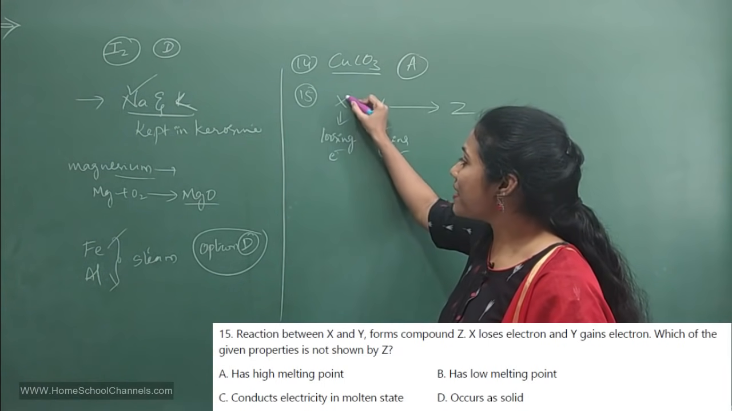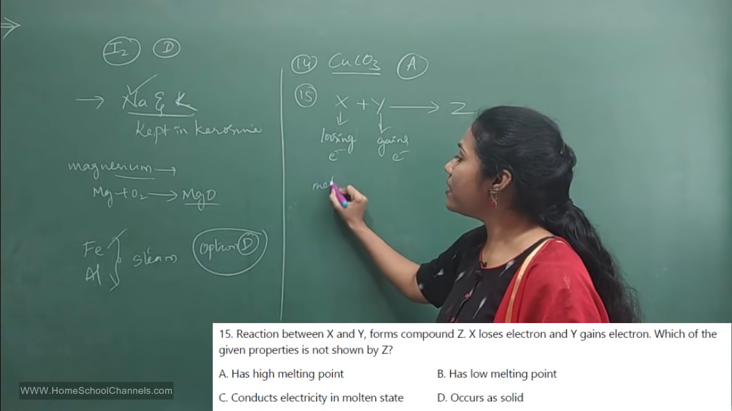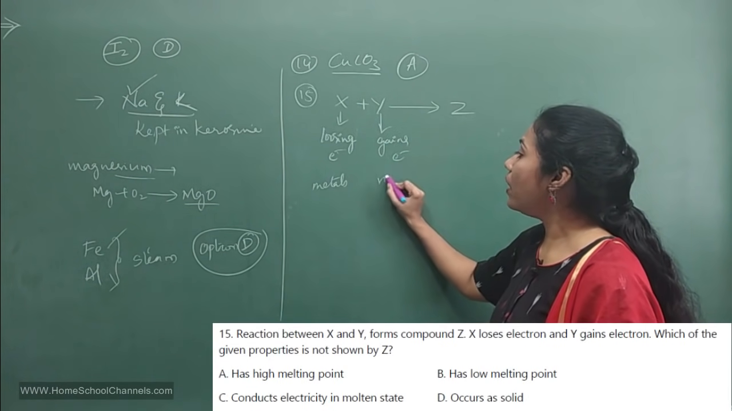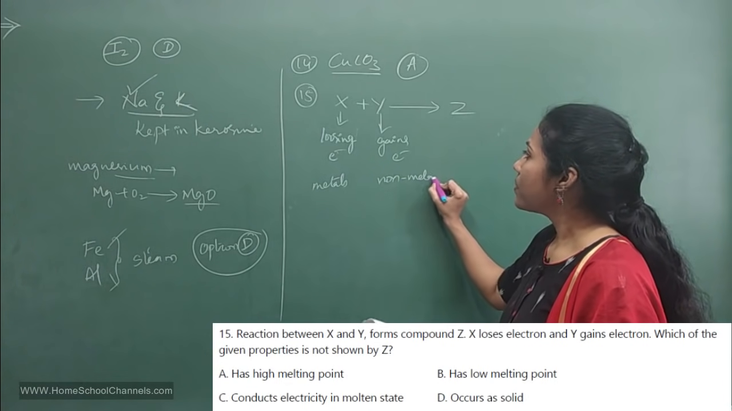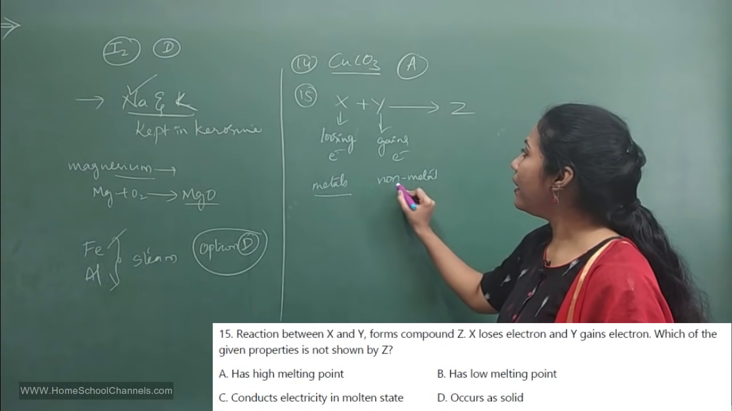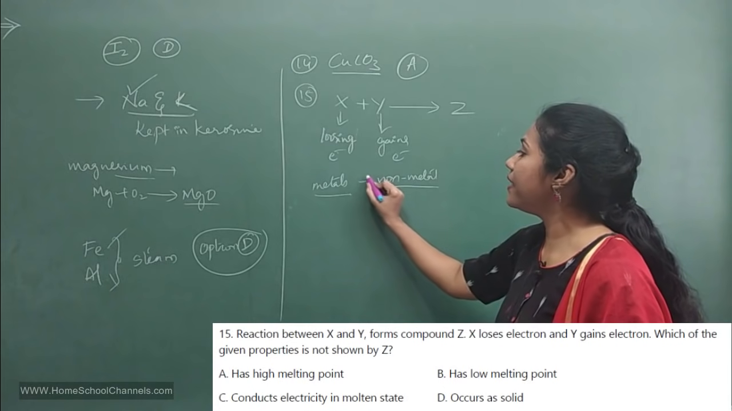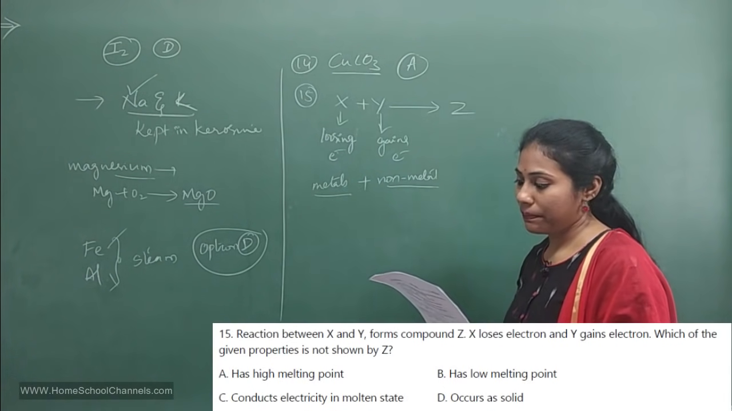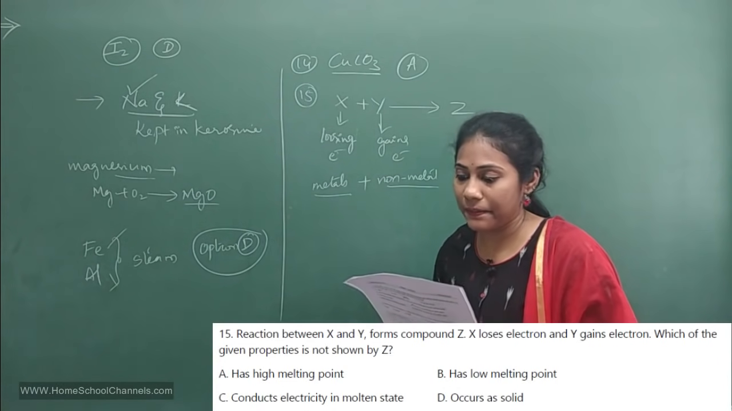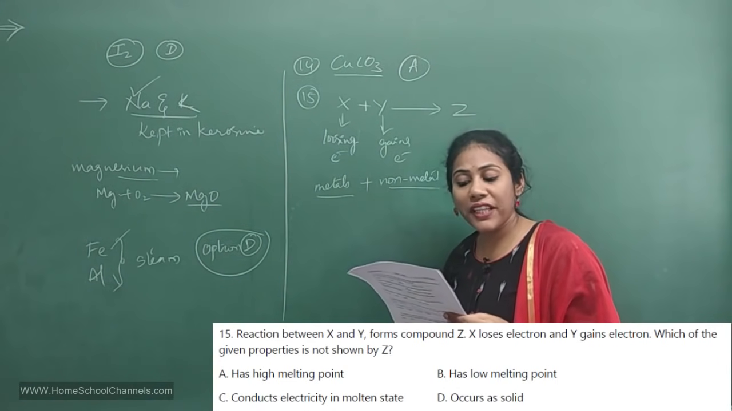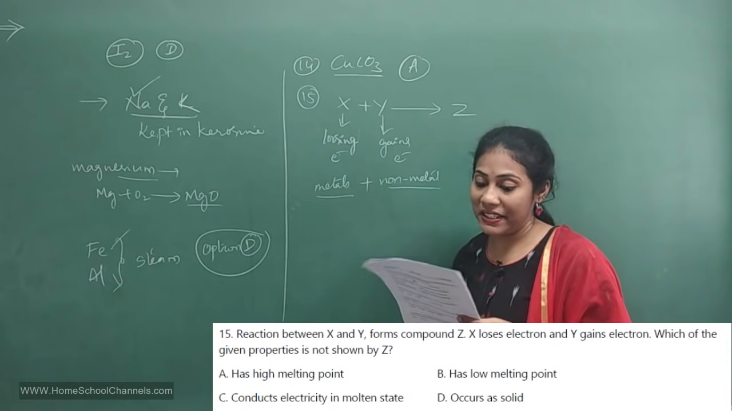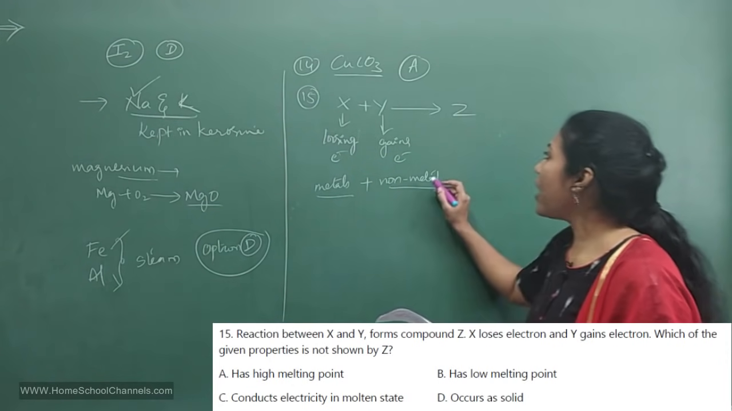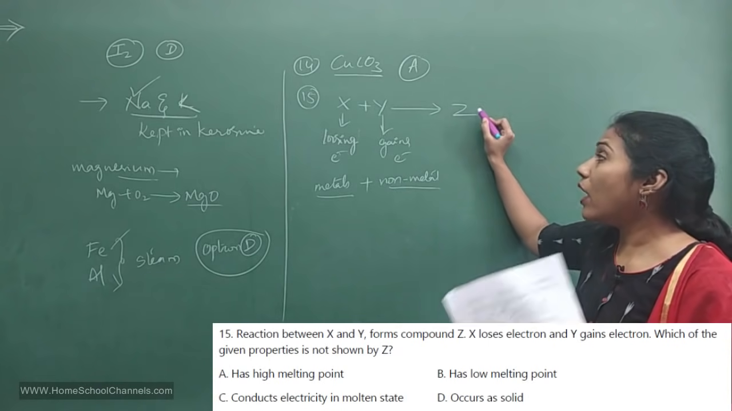Anything that loses electrons is called a metal, no? Anything that gains electrons is called a non-metal, right? So that means X is a metal and Y is a non-metal. That means the reaction is happening between a metal and a non-metal. This is what you have to understand. Which of them is not shown by Z? Some properties are given in the options. So which are the properties not shown by Z?